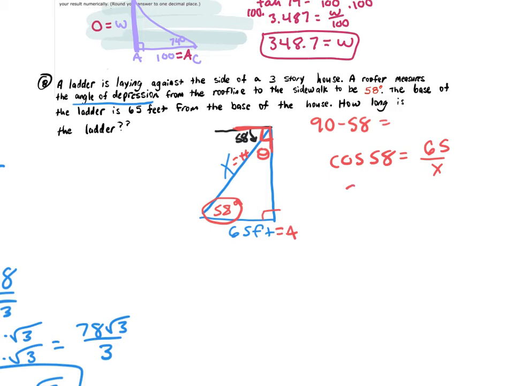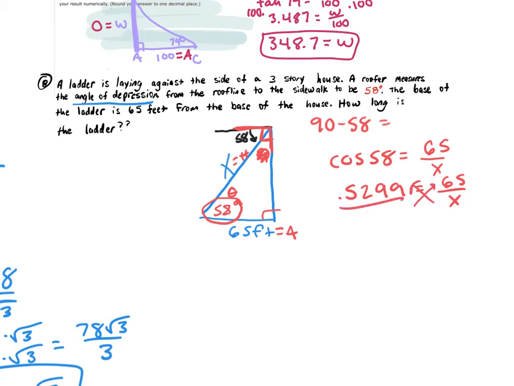So this would be 0.5299 is equal to 65 over x. How do we solve for x here? You divide by 65. We shouldn't divide by 65, which means you flip. We can cross multiply.